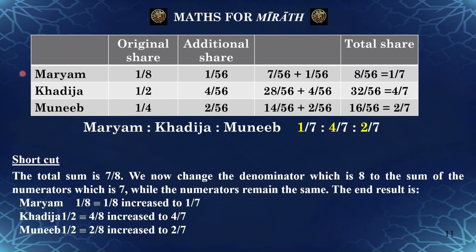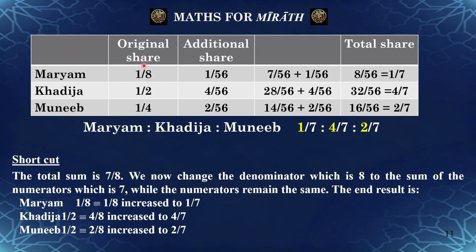Maryam gets 8/56 reduced to 1/7. Khadija gets 32/56 reduced to 4/7, and Munib gets 16/56 reduced to 2/7. The ratio of Maryam to Khadija to Munib is 1/7 to 4/7 to 2/7. There is a shortcut to solving this problem.